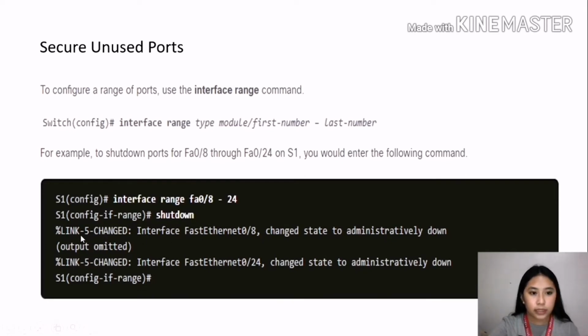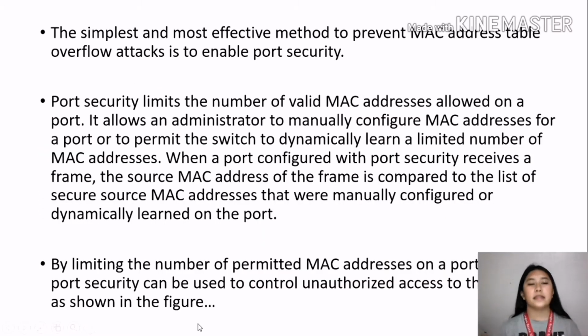Link state changes. As you can see, everything is changed. Interface FastEthernet 0/8 changed state to administratively down. Output omitted. Interface FastEthernet 0/24 changed state to administratively down. And yes, the simplest and most effective method to prevent MAC address table overflow attacks is to enable port security.